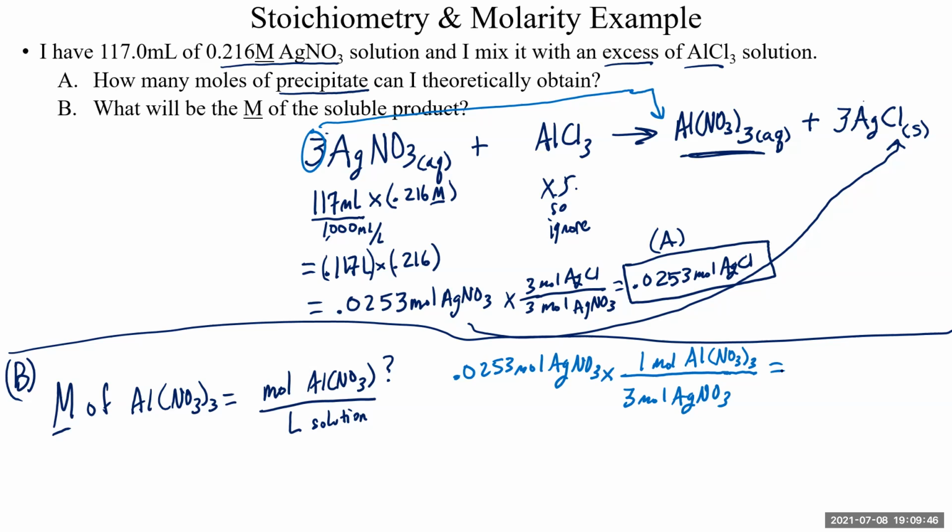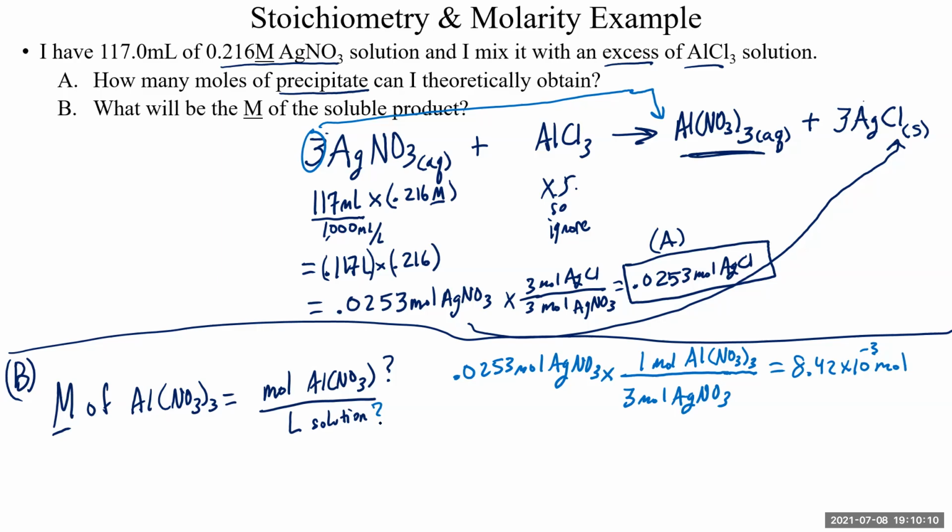So that gives us our moles of aluminum nitrate. That's 0.0253 divided by 3. That's 8.42 times 10 to the -3 moles. So that's the top of our fraction. What about the liters of solution? How do we get that? Well, how much solution do we have?